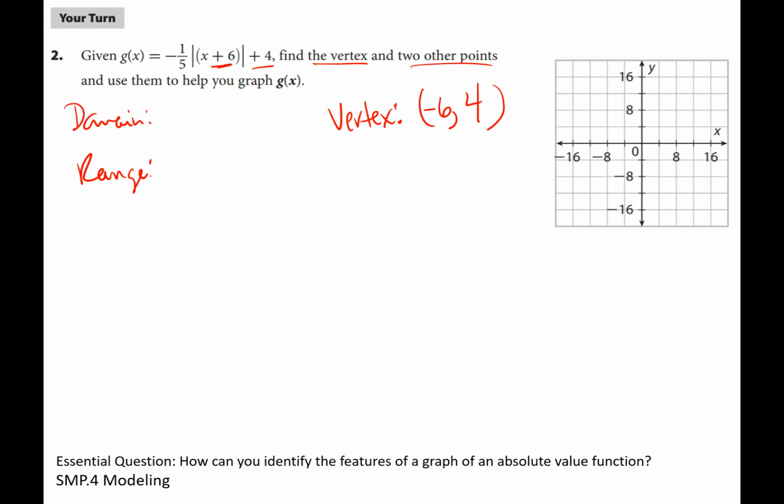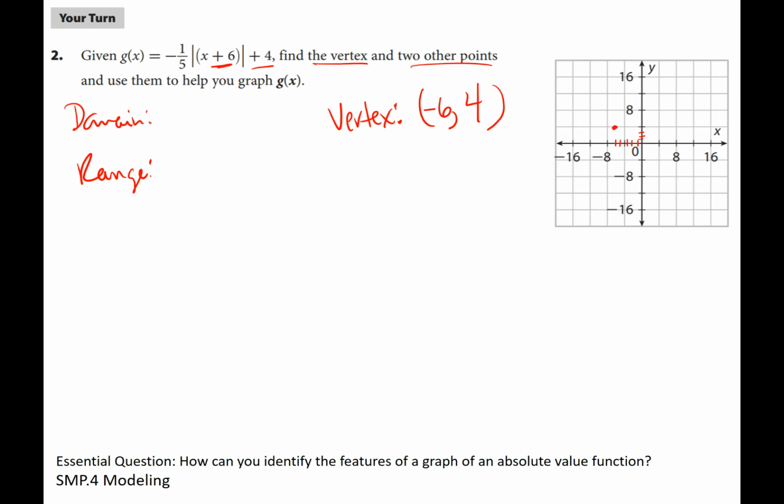Let's try to figure that out here. Each one of these is 4. So 1, 2, 3, 4, 5, 6, and then I got to go up 4. So that's 1, 2, 3, 4. So there's my vertex point. I don't like the scaling on these graphs at all.